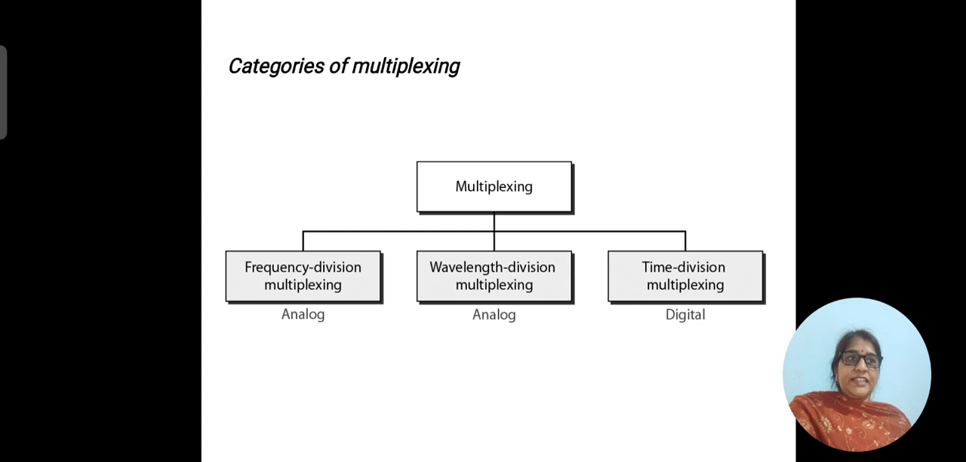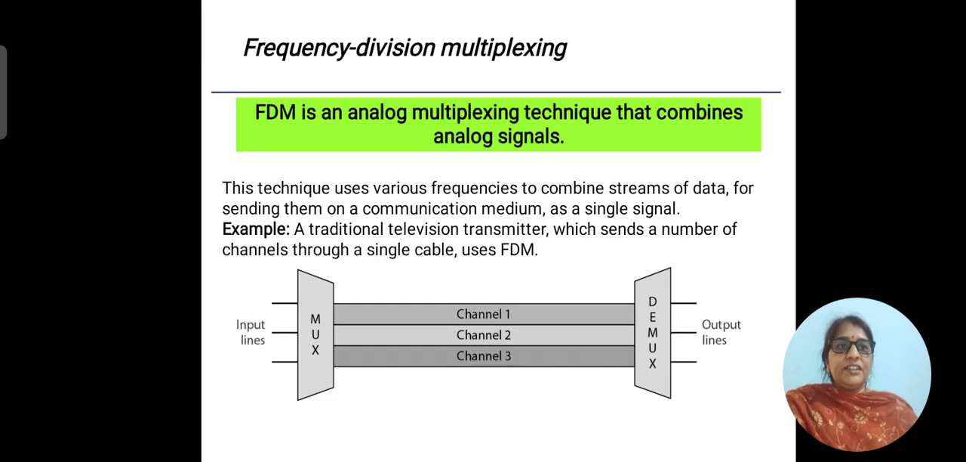As we studied in the previous session, multiplexing is divided into three different types. One is frequency division multiplexing, second is wavelength division multiplexing, third is time division multiplexing. Let us study one by one.